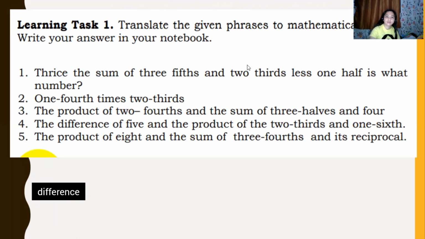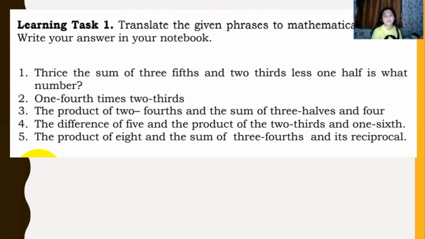Now, so again, here in learning task number 1 is to translate the phrase to mathematical phrases. So here, I will not go into answer this, but I'm going to give you example. So let's have first this tip. I'm going to give you tips. Number one tip is to take note of the word clues or word phrases that will tell us what operation will be used. Okay, that is number 1.